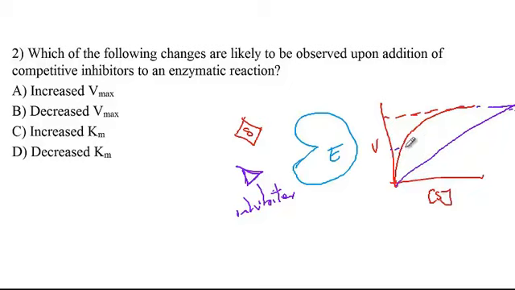So what happens in this case is that Km would increase, but Vmax remain the same. So choice A is incorrect because Vmax is not changed, so is choice B, and then the correct answer here would be increased Km. All right, so choice C would be the correct answer.